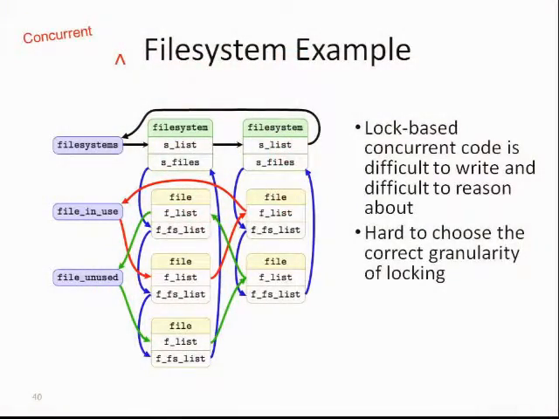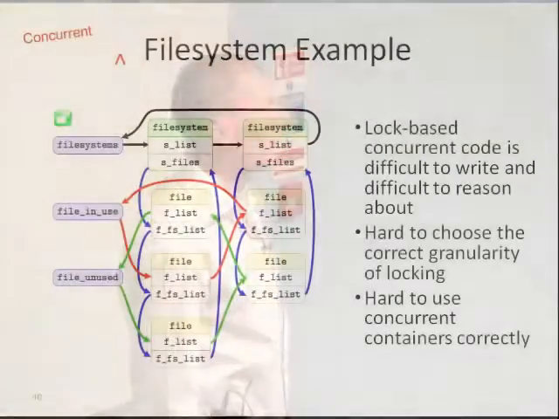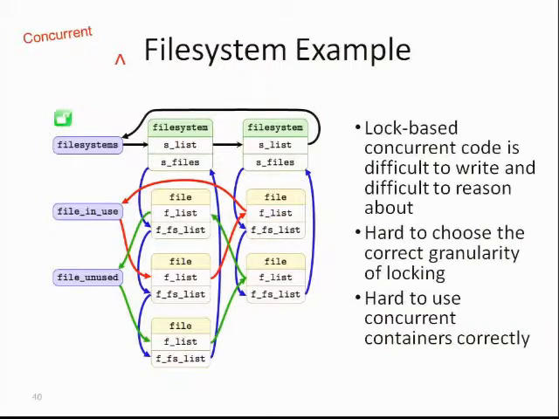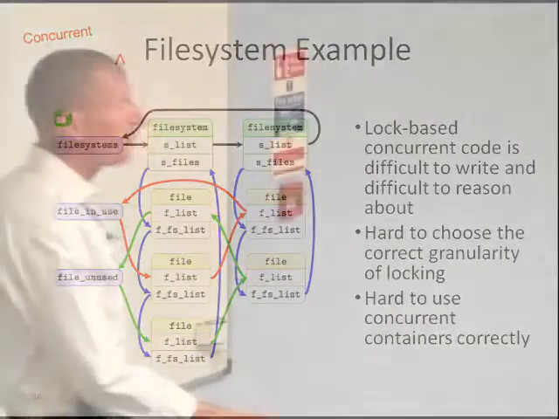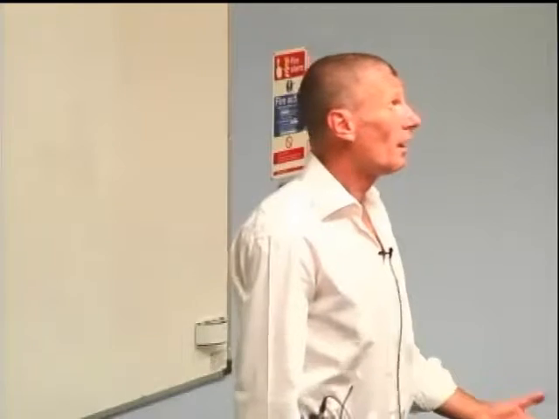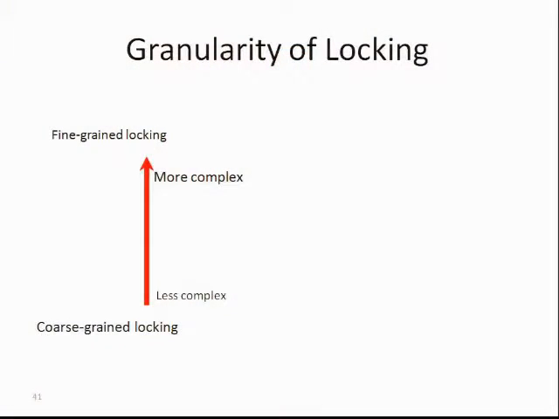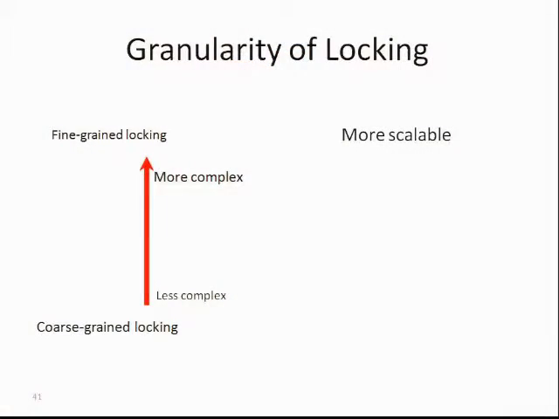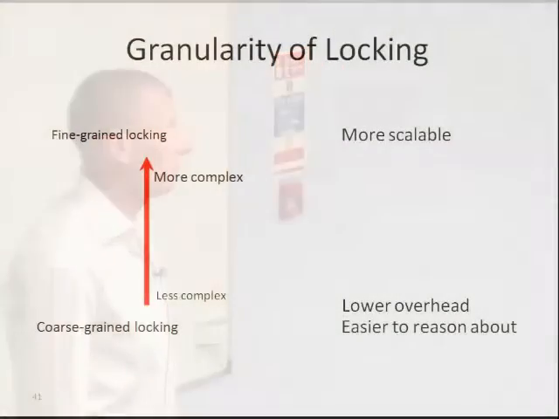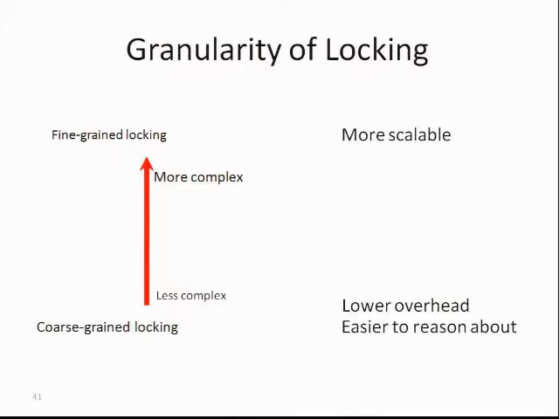It's hard to choose the correct granularity of locking. For example, you can lock the whole thing, or you can do other things. And as I said, even when you have these concurrent containers, it's really hard to use them correctly. And obviously, there is a trade-off. You can do fine-grained locking, which is more complex but more scalable, or coarse-grained locking, which has a lower overhead, is easier to reason about, and is easier to change. So the question is, what do you want?